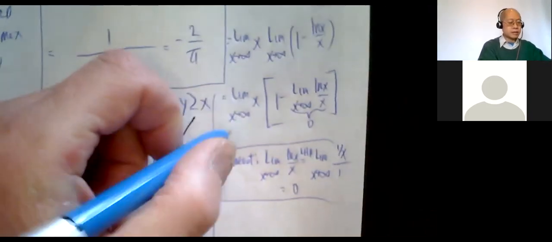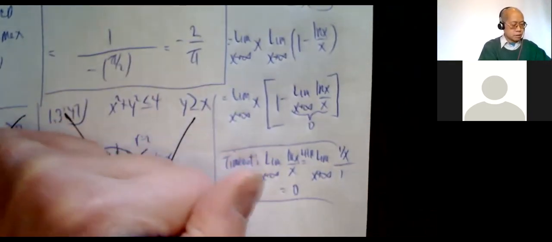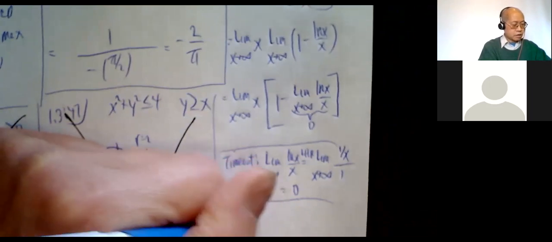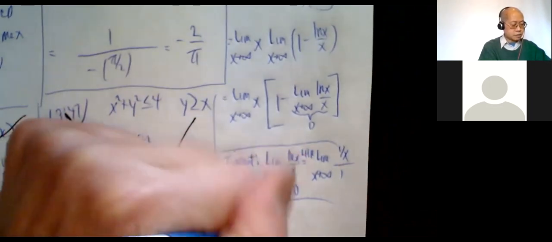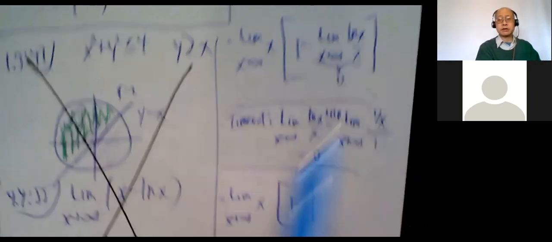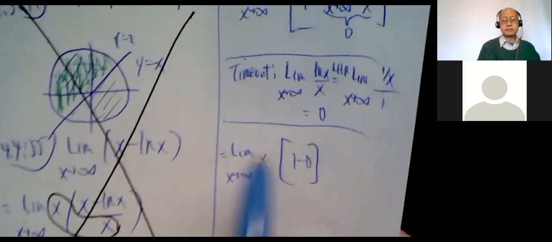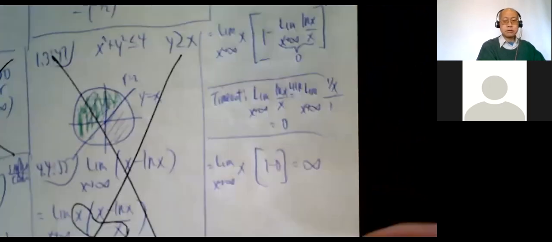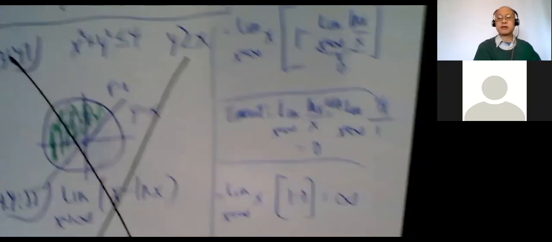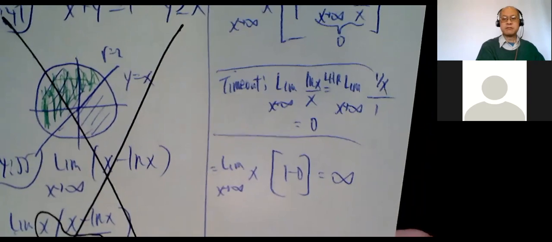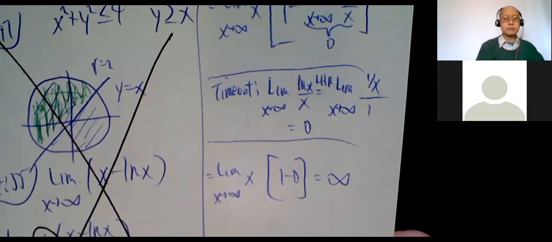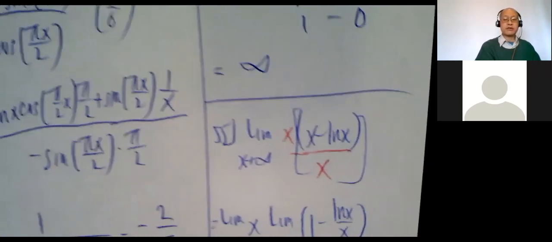All right, so getting back in, I have limit as x goes to infinity of x times 1 minus 0. Okay, I now know this is 0. So I have 1 minus 0, which is 1. So 1 times this, that approaches infinity. So the final answer is infinity in this particular case. All right, so that's how 55 goes.